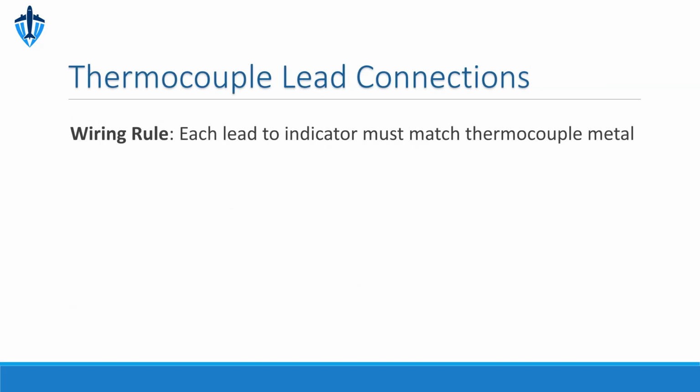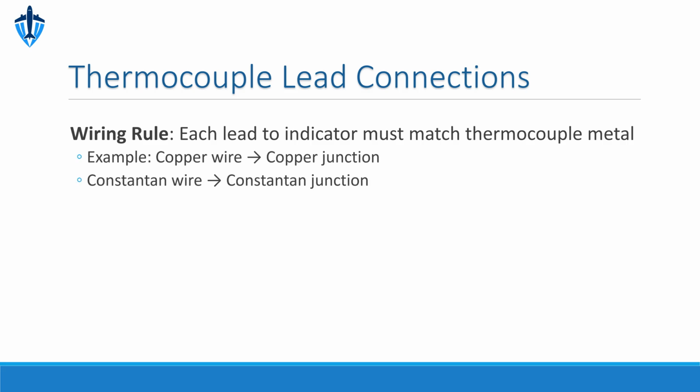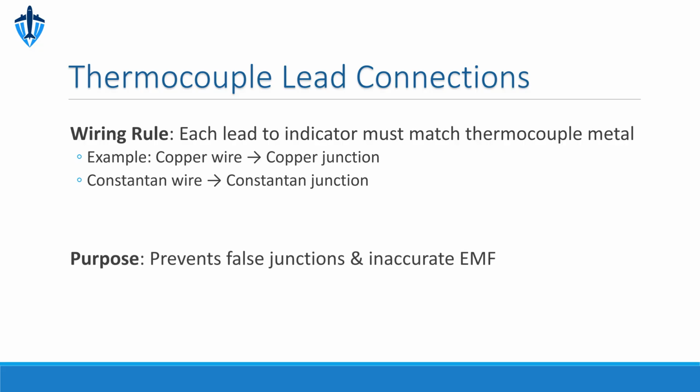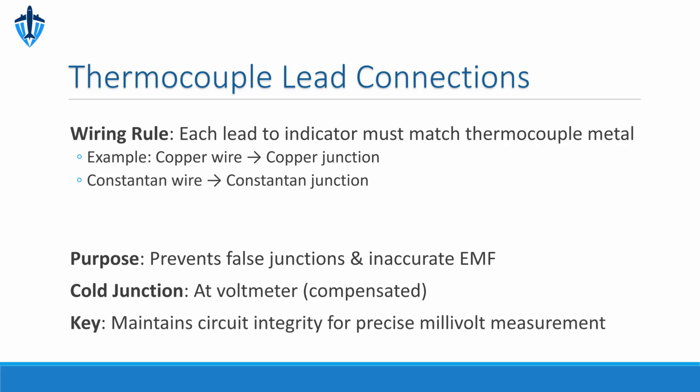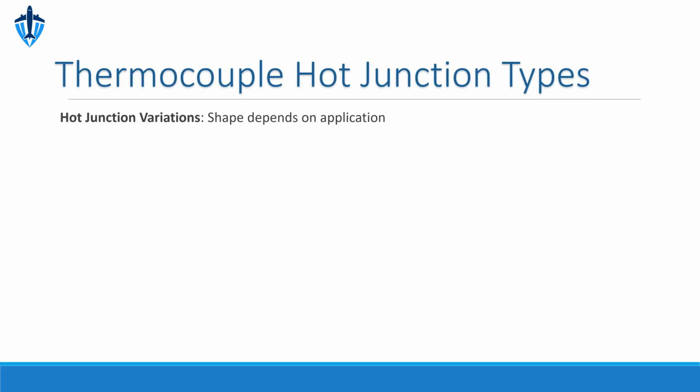Proper wiring is critical for thermocouple accuracy. Every lead connecting back to the cockpit voltmeter must be the exact same metal as the thermocouple leg it's attached to. Copper to copper, constantan to constantan, and so on. This avoids creating unintended junctions that could generate false voltages and throw off readings. The cold junction is typically at the indicator, where compensation occurs. By keeping the circuit pure, we ensure the millivolt signal truly reflects the hot junction temperature, delivering reliable data for engine management.